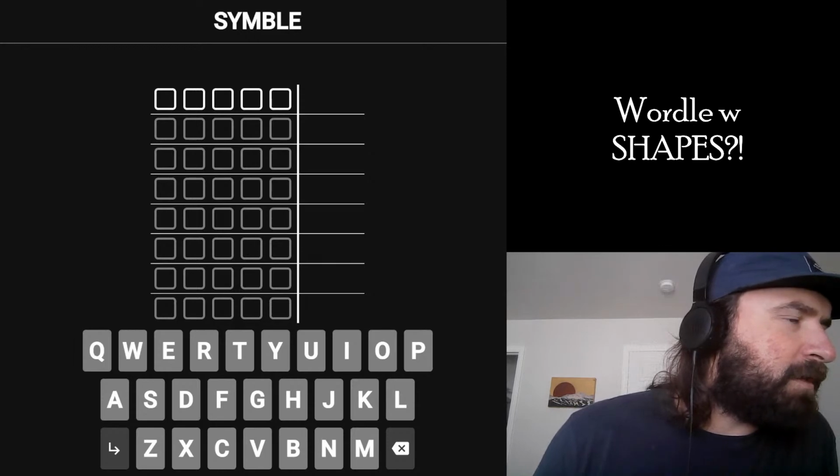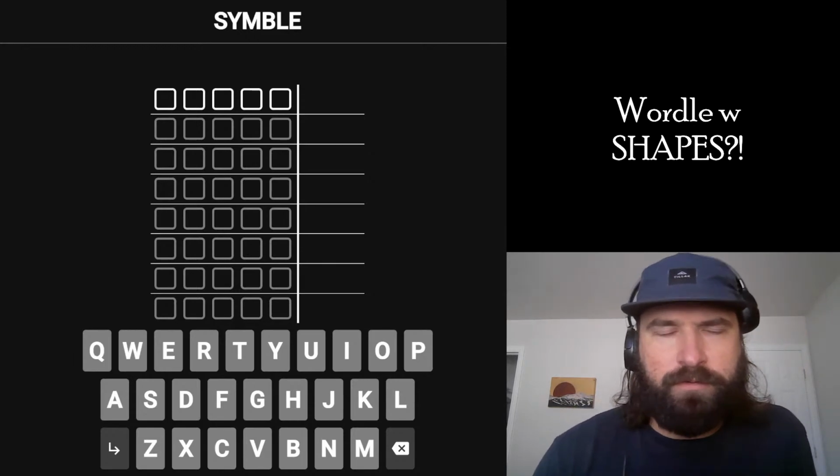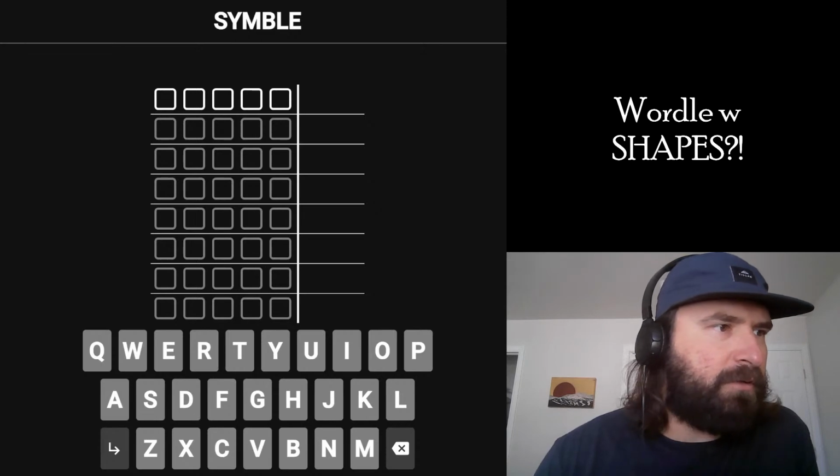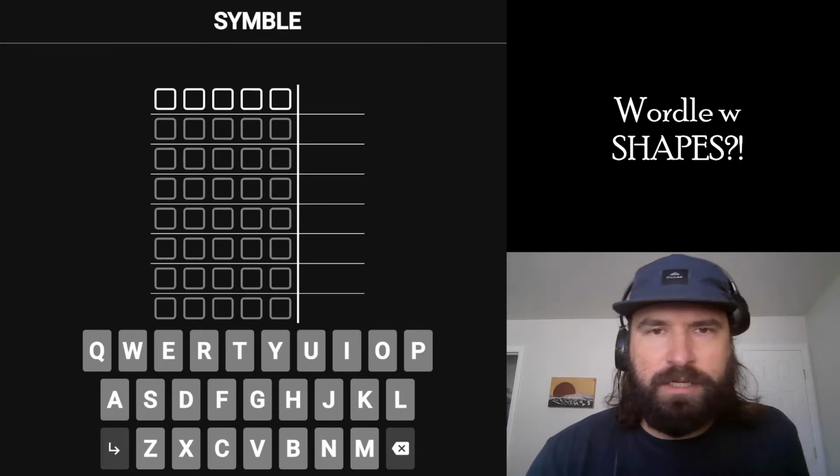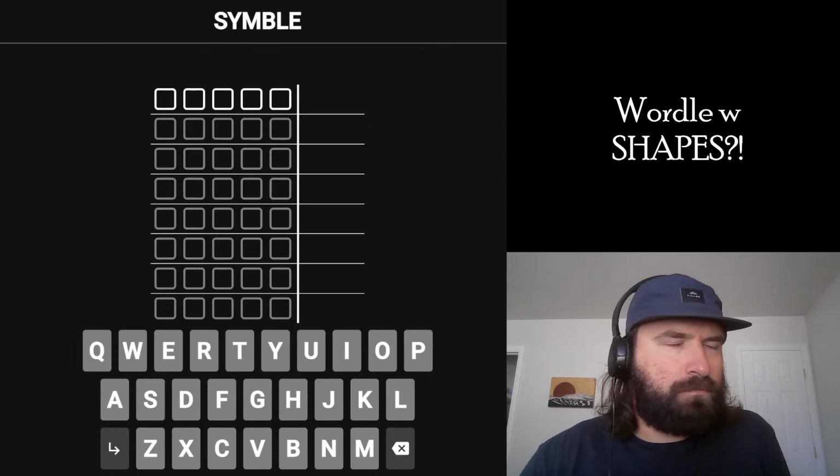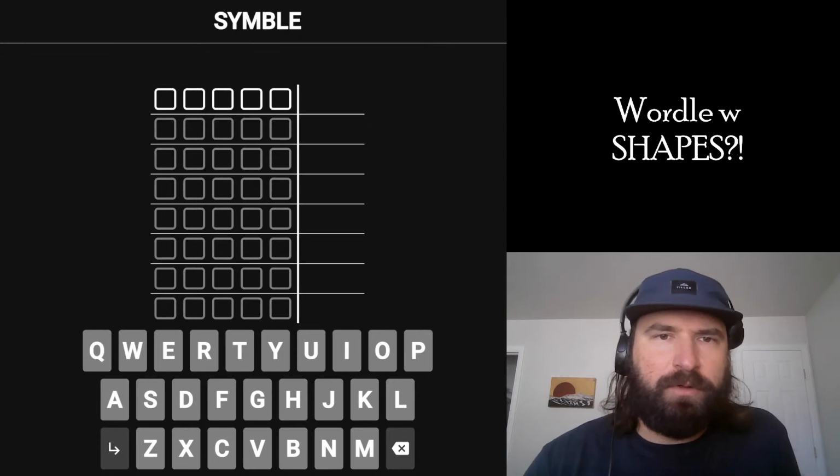All right, I've got to figure out a different way to explain this game. I haven't been explaining it well at all. I think I have to take it out of the context of regular Wordle. Let's smash a symbol. Symbol is a Wordle game that gives you shapes to represent the letters in the answer.